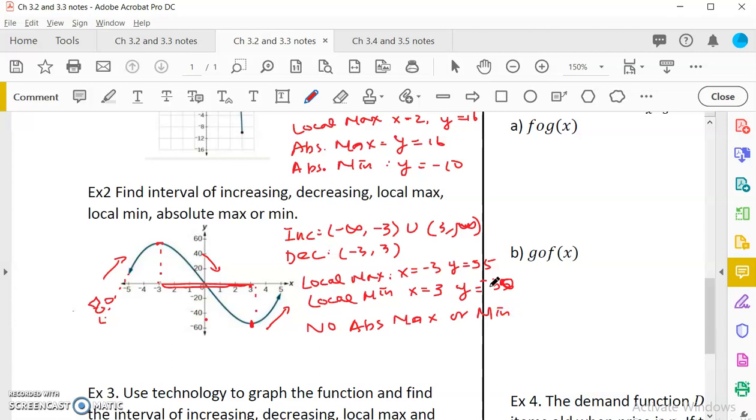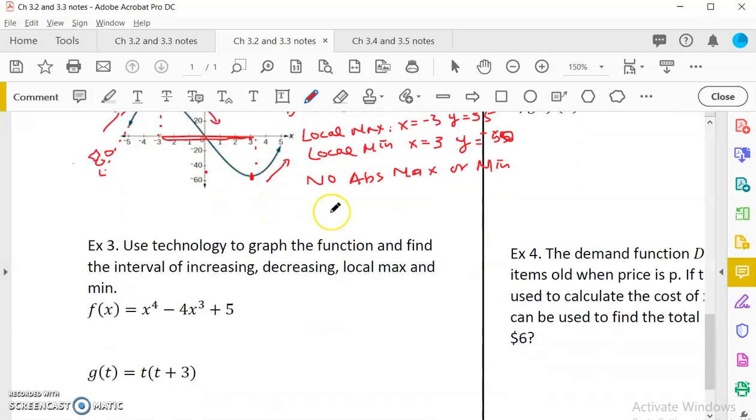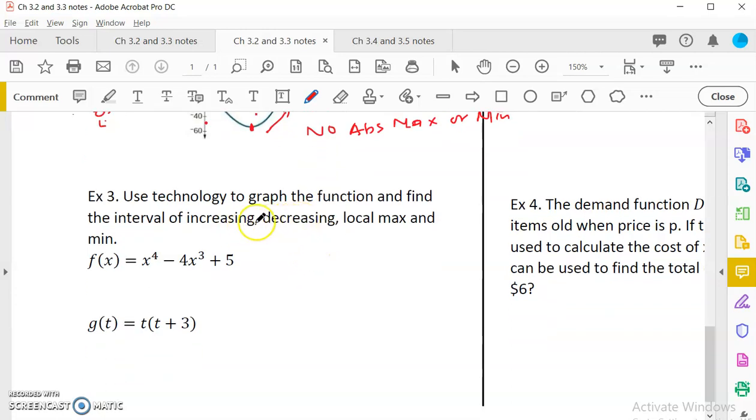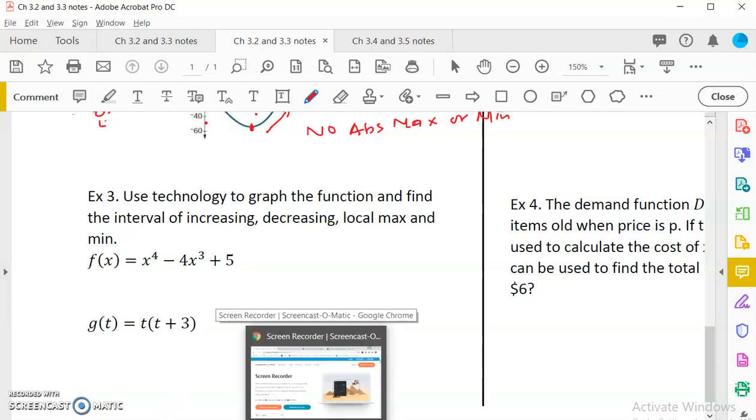So you learn this again in calculus. It's kind of introducing those terms. So now we have two functions. Sometimes can we just look at a formula and figure out where it is increasing, decreasing? We'll have to use Desmos to graph it. x^4 minus 4x^3 plus 5.